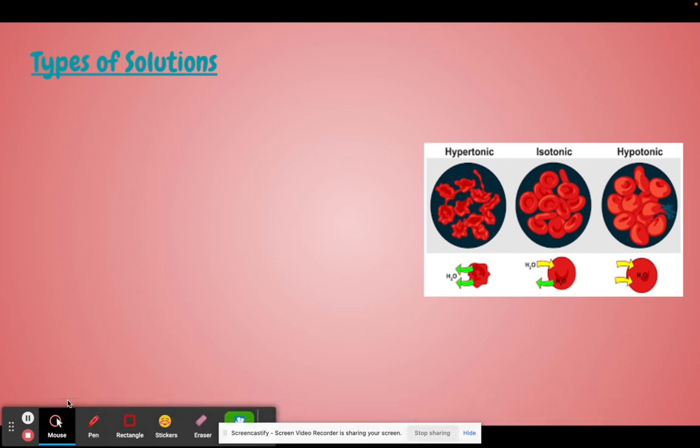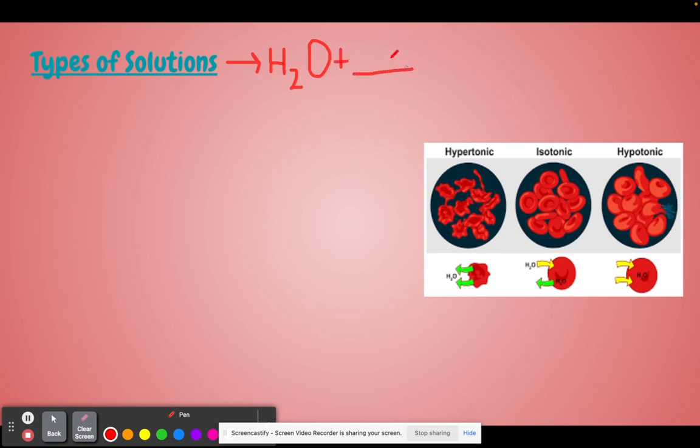Now, when we're talking about osmosis, there are certain types of solutions that our cells are exposed to, not only animal cells, but also plant cells as well. And when we're talking about a solution, the key word is that it's generally some type of liquid. We're going to focus mostly on water, H2O, plus another solute. This could be sugar, it could be salt. The two things combined together are what make a solution.